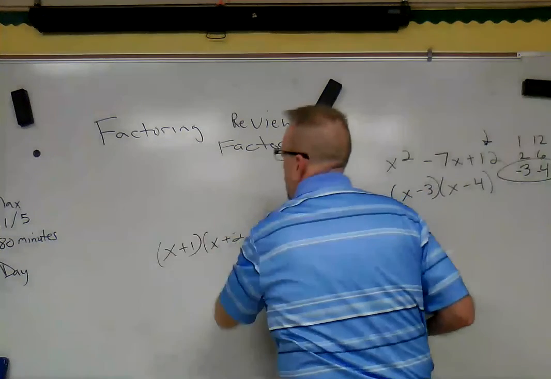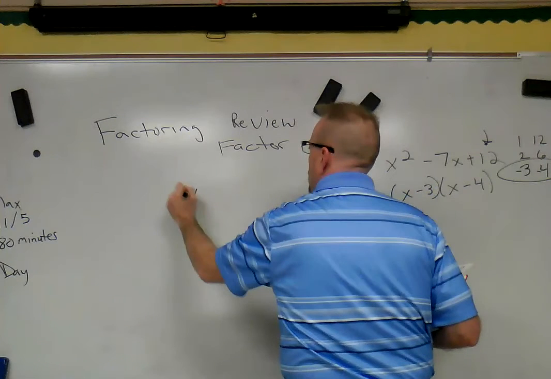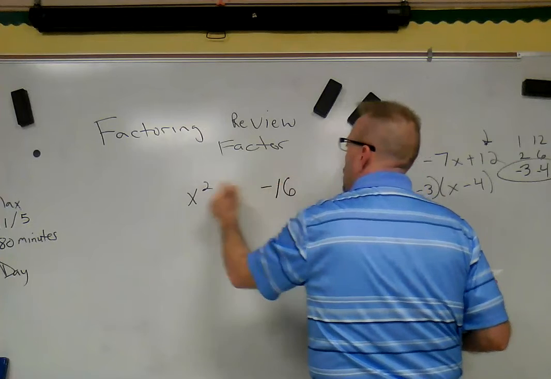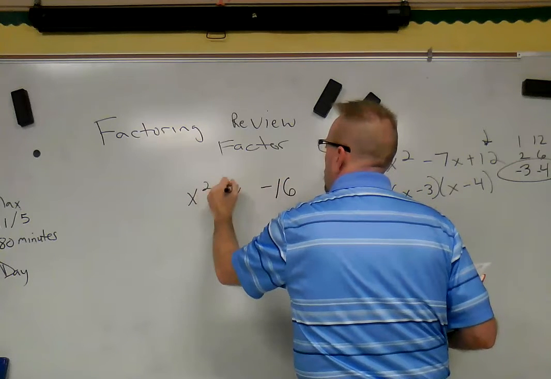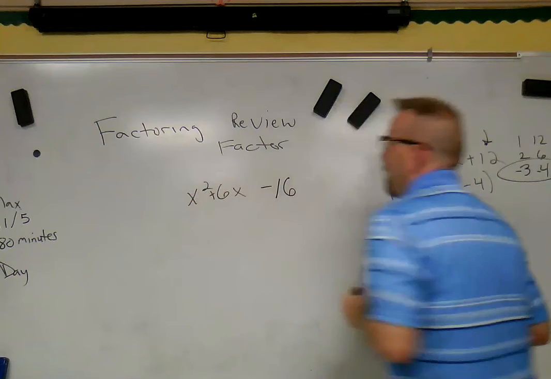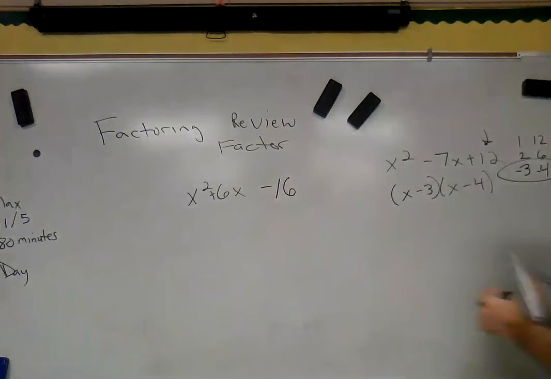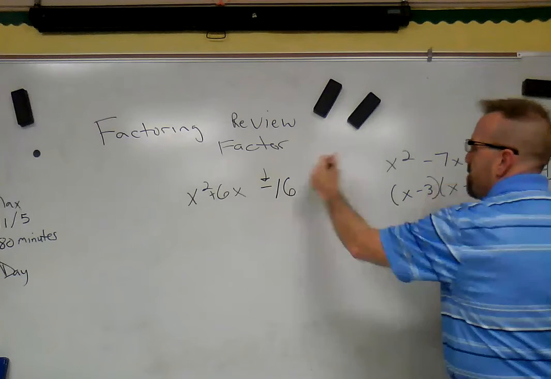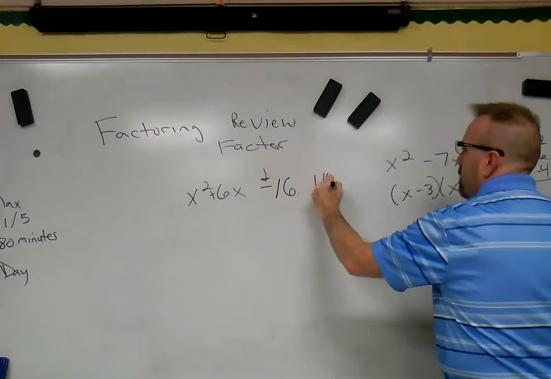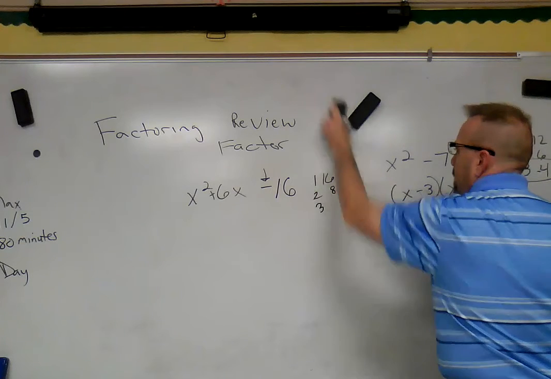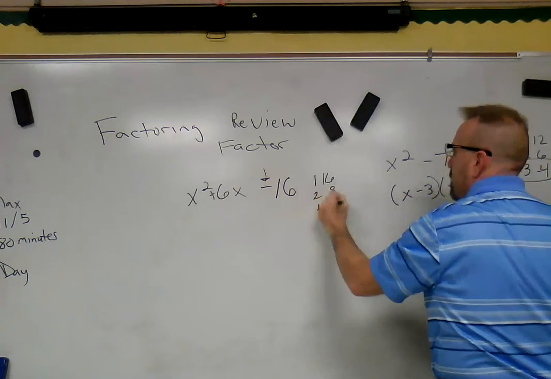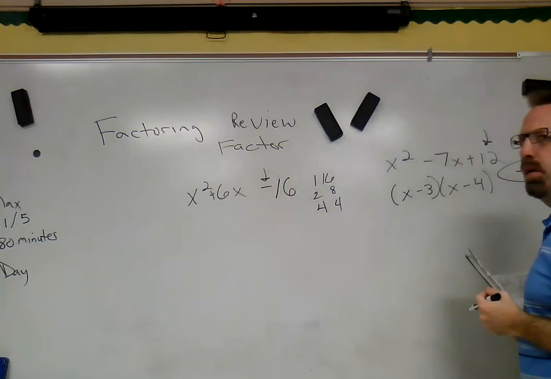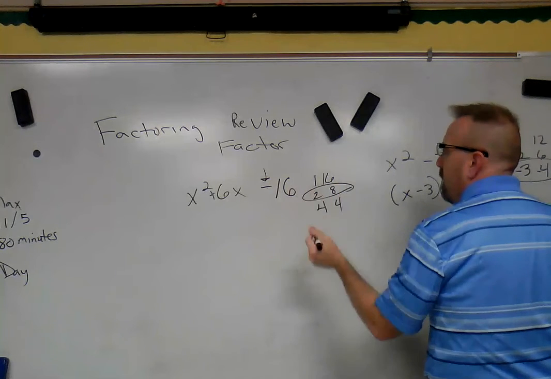And then the last thing we did on Tuesday, so we have x squared plus 6x minus 16. So here's our difference in these problems. But again, we look at factors of 16: 1 and 16, 2 and 8, 4 and 4. So we need a pair that subtracts to be 6. Which would that be? 2 and 8.